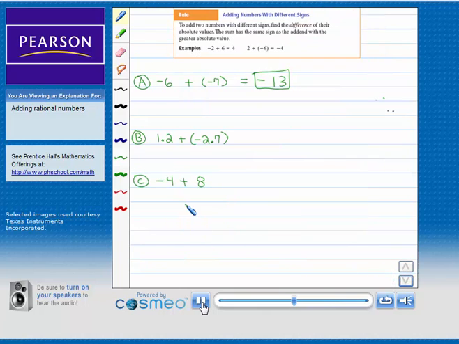Alright, you guys, I want you to try letter B and letter C on your own, and then hit continue when you're ready.